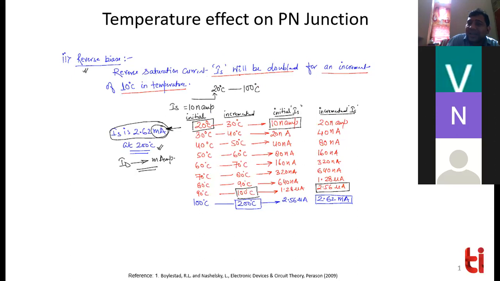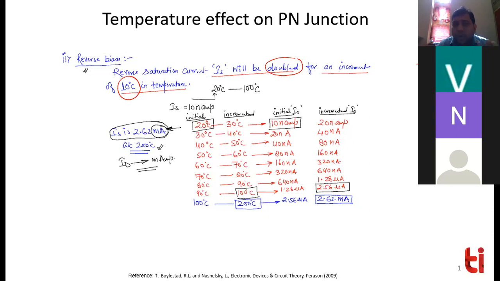The reverse saturation current IS will be doubled for an increment of 10 degrees Celsius in temperature. If you raise the temperature of a diode by 10 degrees Celsius, and let's say you are getting IS equal to 1 microampere, then you will now get 2 microampere current. So this is a direct relationship.